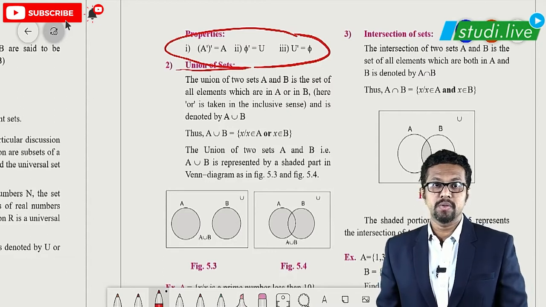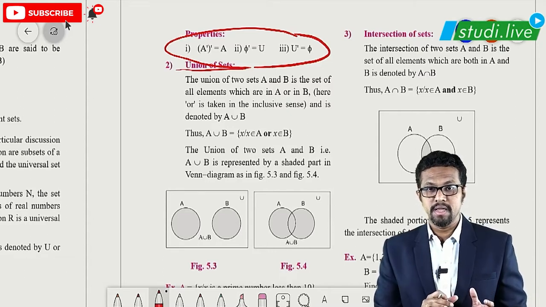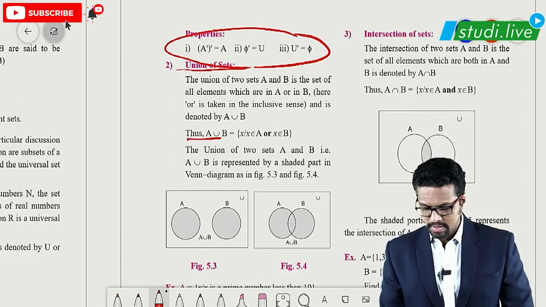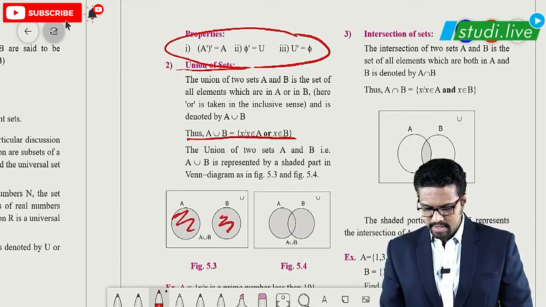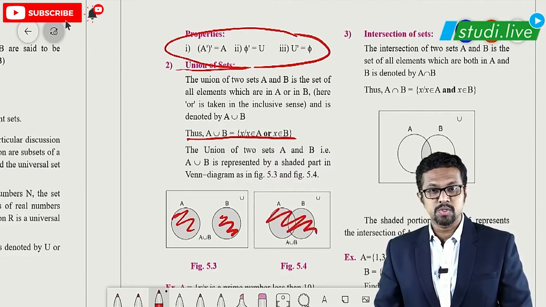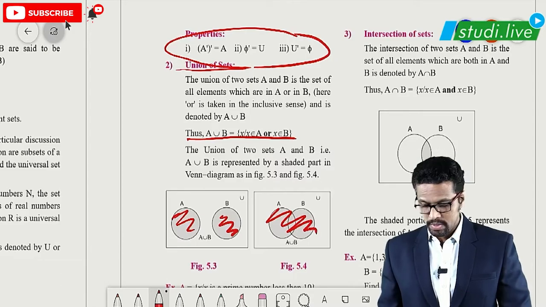How do we find the union? It is all the elements of set A or the elements of set B. This is the definition given here. All the elements of set A and set B, everything included. It can be something like this also. So this is all about A union B.